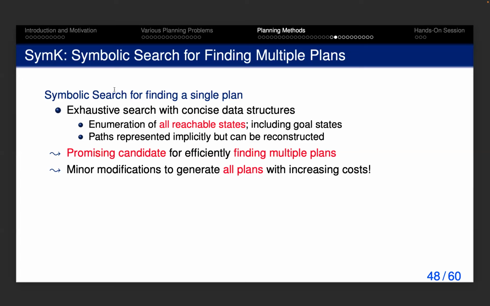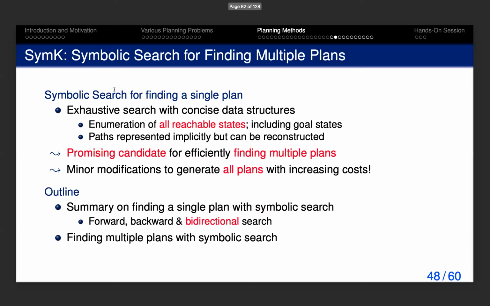And that's the reason why it's a really promising candidate for finding multiple plans, because you do an exhaustive search, you to some extent have to do that, and also you're implicitly representing plans. And as I will show you, there are only two minor modifications to actually generate all plans in an anytime behavior with increasing costs.